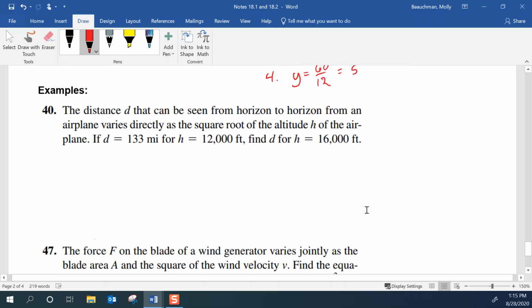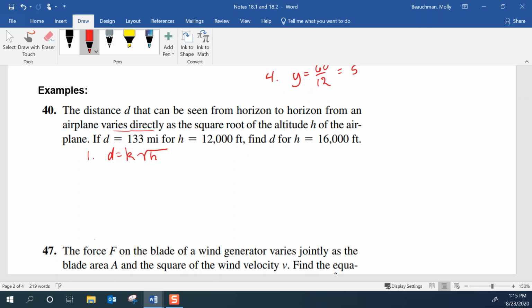The distance d that can be seen from horizon to horizon from an airplane varies directly as the square root of the altitude h of the airplane. All right, so then we're given some values. If d equals 133 miles for h 12,000 feet, then find d when h is 16,000 feet. So step 1, we write our variation equation. D equals k, constant of proportionality, times, because it varies directly, the square root of the altitude h. So that's our general equation. We don't know what k is yet.